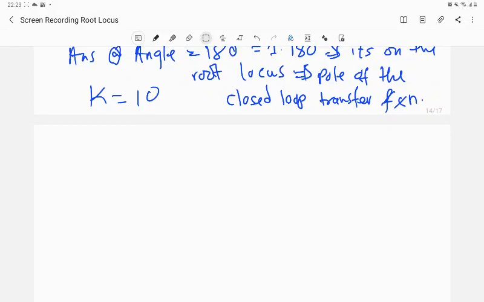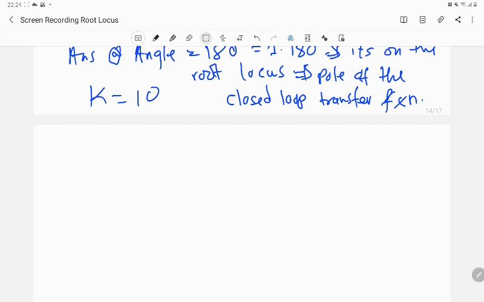Welcome back. So when we discussed the root locus, we said that a point in the complex plane is on the root locus if the angular contributions from the poles and zeros to that point sum up to an odd multiple of 180 degrees.